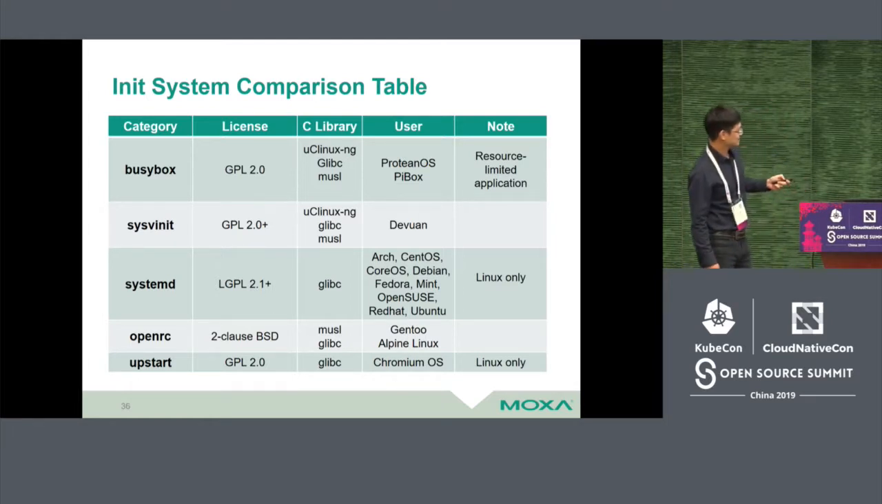I will also list the supported C libraries. For example, BusyBox supports uClibc-ng, glibc, and musl. And systemd only supports glibc. So if you want to use uClibc-ng, systemd is not suitable for you.